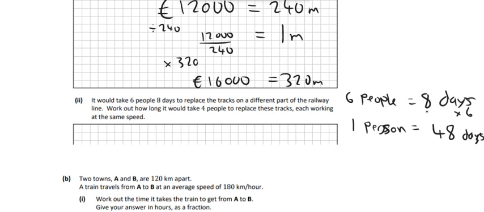So work out for 4 people. For 4 people, we're going to do the opposite again. We're going to divide down now, so we divide by 4. 48 divided by 4 is 12. So 12 days. That's the final answer there.